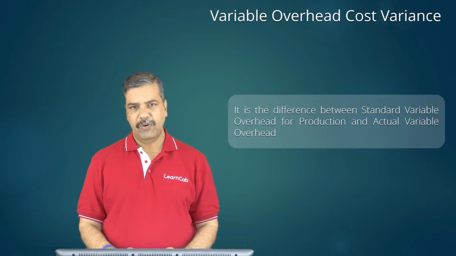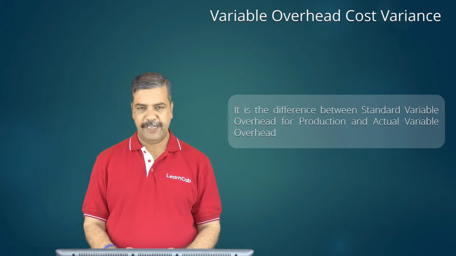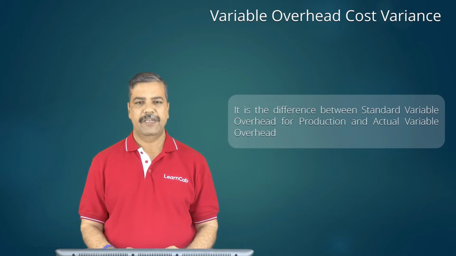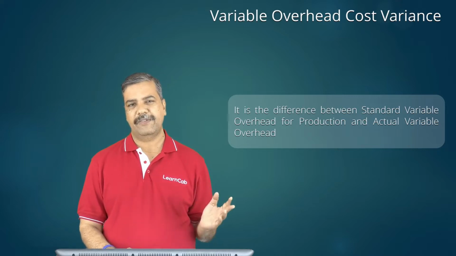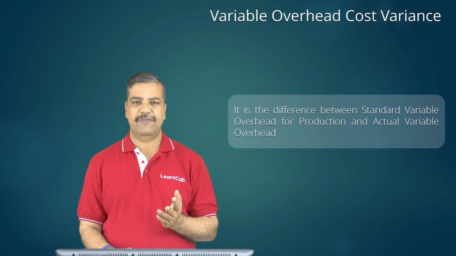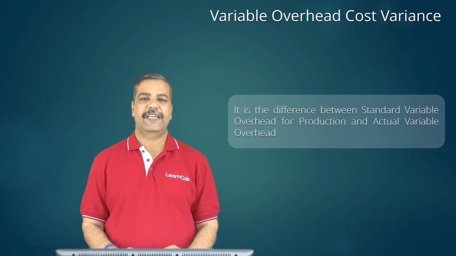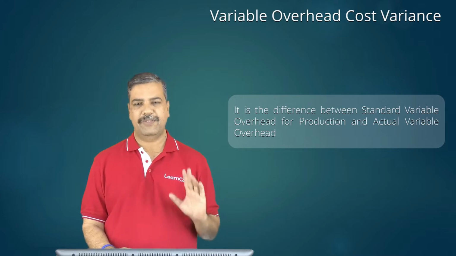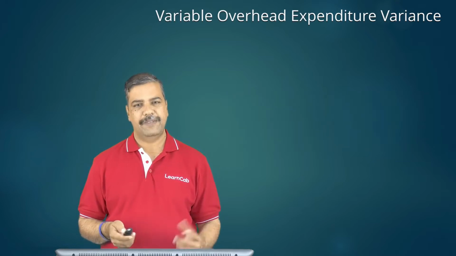What is this variable overhead cost variance? It is the difference between standard variable overheads for production and actual variable overheads. The principle remains the same for material cost variance, labor cost variance and even variable overhead cost variance. That is, basically take standards and subtract it from actuals. Okay. So, that is what it means, very simple thing.